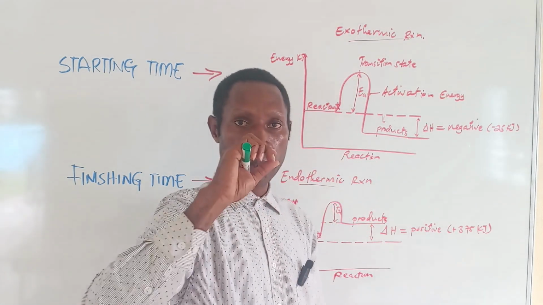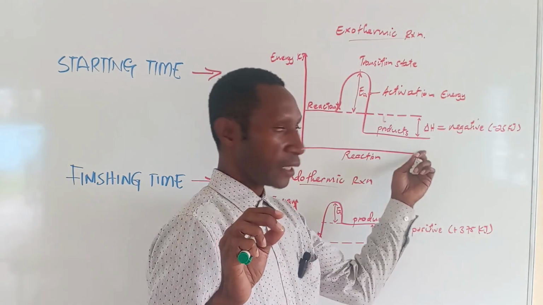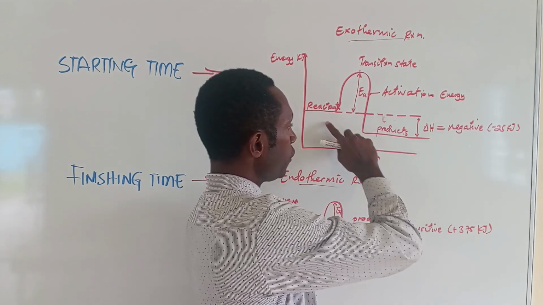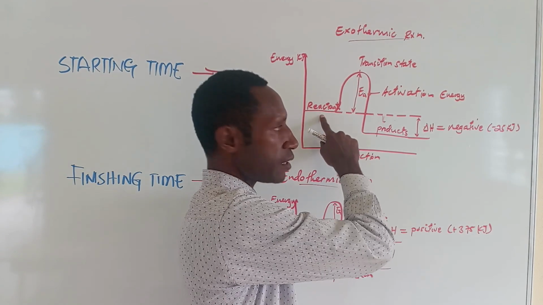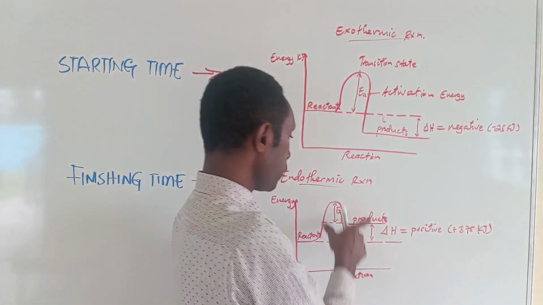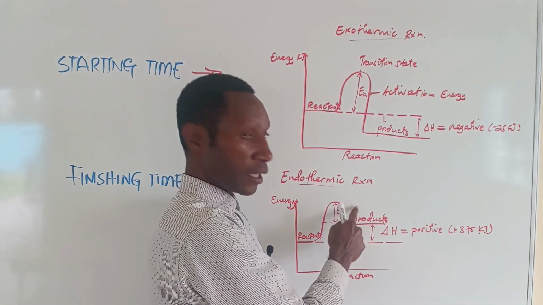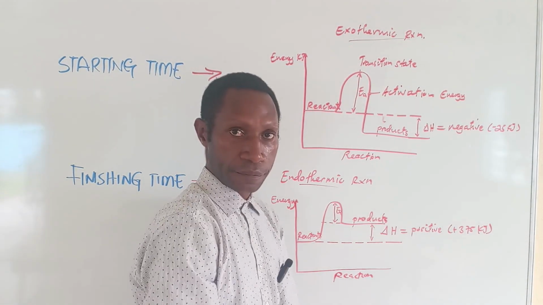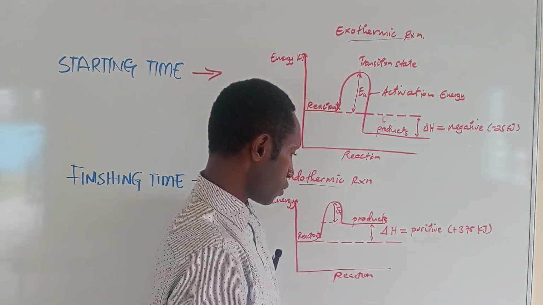When you're asked to draw the energy profile diagram of that particular reaction, this is the diagram you're going to draw, because you have a negative value. For exothermic reactions, reactants are always at the top and products below. When you come to endothermic, reactants are below and products at the top, and enthalpy is always positive, meaning it absorbs heat. Exothermic releases heat.